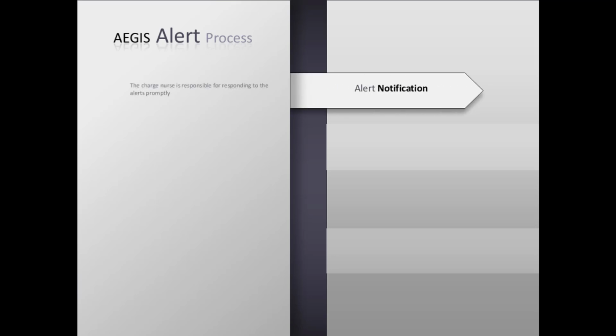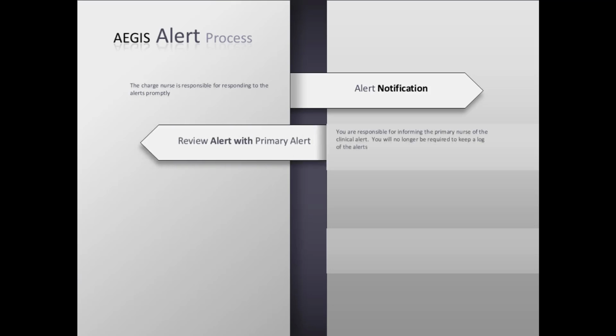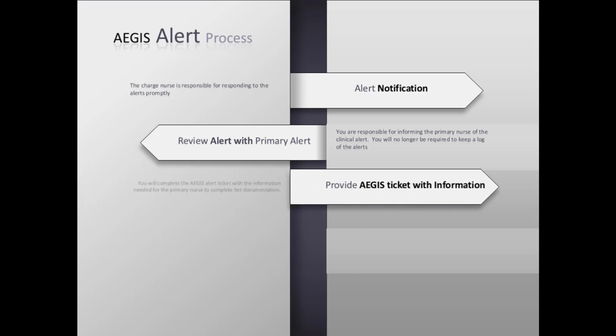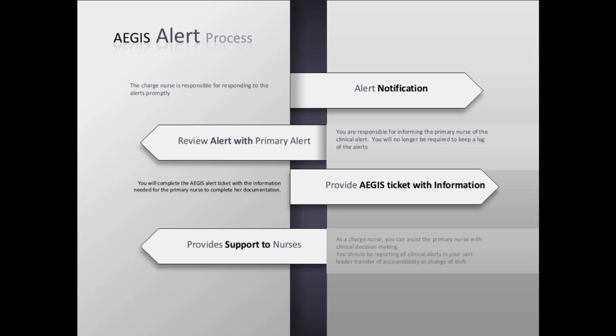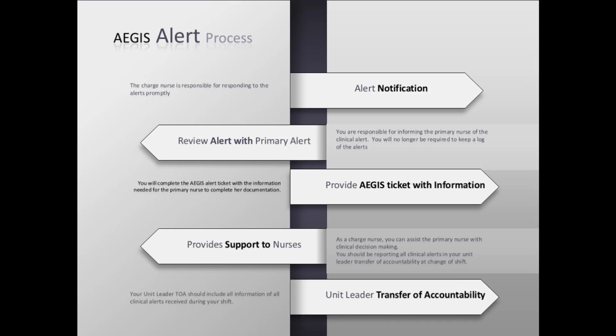This slide is a review of the current AGES alert process. The charge nurse is responsible for responding to the alerts promptly. You are responsible for informing the primary nurse of the clinical alert. You will no longer be required to keep a log of the alerts. You will complete the AGES alert ticket with the information needed for the primary nurse to complete their documentation. As the charge nurse, you can assist the primary nurse with clinical decision making. Your unit leader transfer of accountability should include information on all the clinical alerts that you have received on your shift.